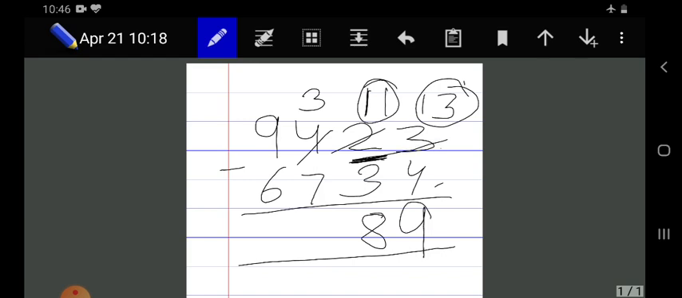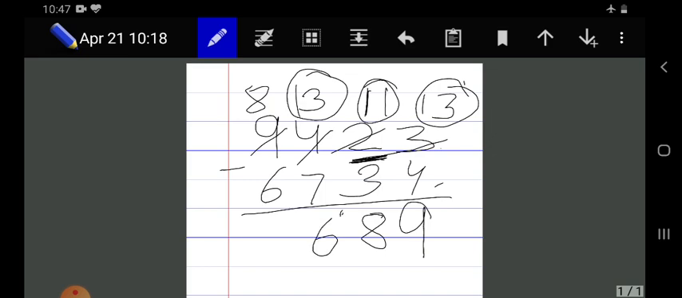So 3 minus 7, is it possible? No. So it will carry from the other number, that is 9, and it will remain as 8, and it will become 13. 13 minus 7 is equal to 6.